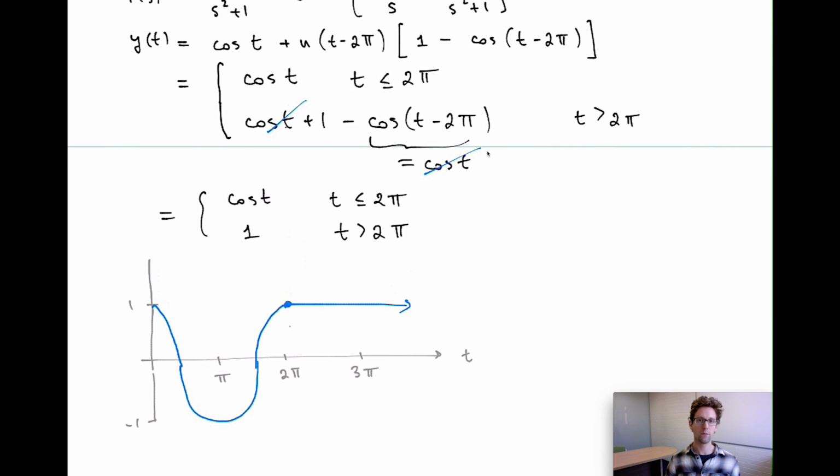So this was another example of a problem where I needed to use various shifting theorems and various tricks, and partial fractions, completing the squares and so on, to solve a differential equation using Laplace transforms.